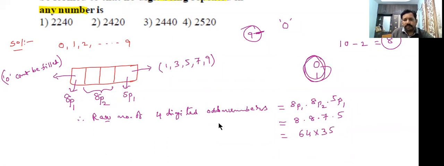Now multiply both. 5 fours are 20, so the unit place will be 0. But see the options. All options have 0 in the unit place. That's why do the complete multiplication. 64 into 35 is equal to 2240. So 2240 different 4-digit odd numbers are possible. Okay, the first option is correct.